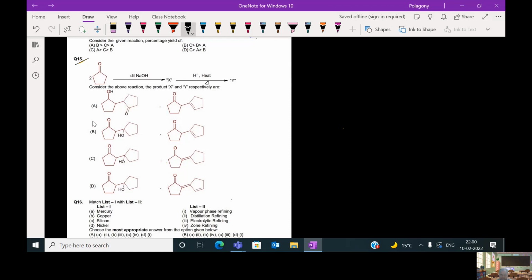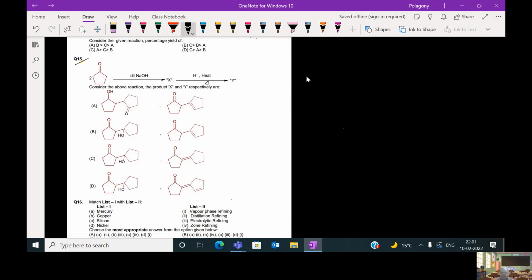Four options, A, B, C, D, are given here. Out of the four options, we have to find out which is most relevant. So let us try. What kind of reaction is this?